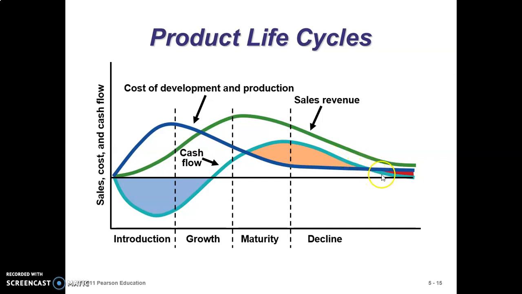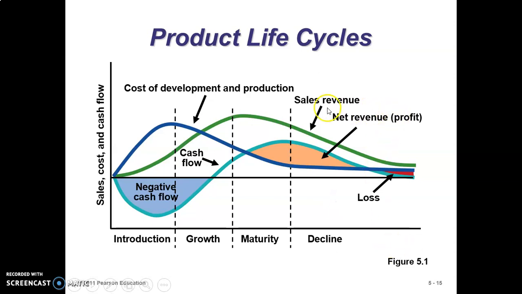it starts to decrease until, as you can see here on the right, it is a loss, because cost is higher compared to the cash flow. And here we are having profits, when cash flow is higher than cost. So this is net revenue and this is the loss.